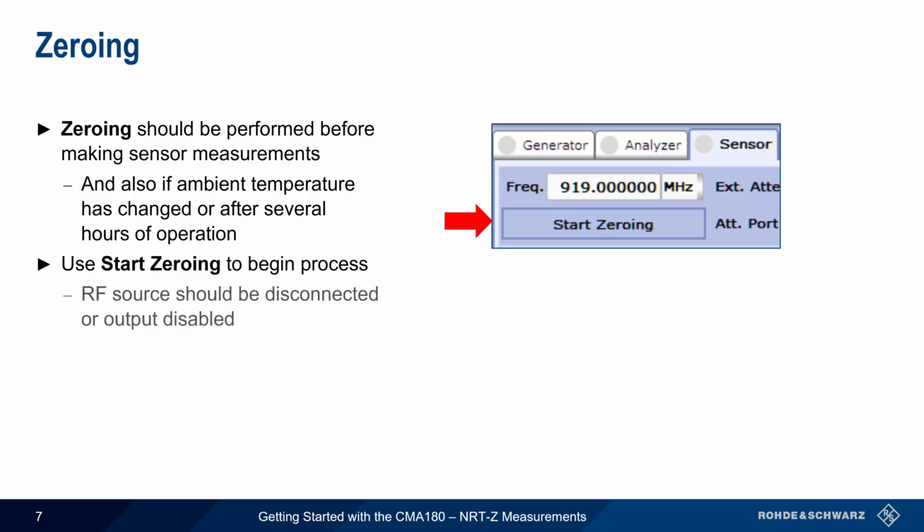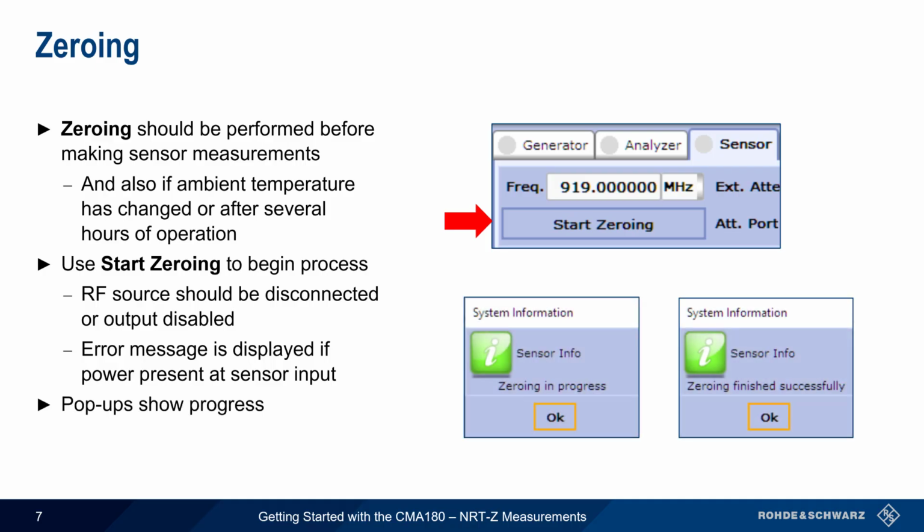During zeroing, the RF source or radio under test should either be disconnected or should have its output disabled. An error message will be displayed if power is detected at the sensor input during zeroing. During the zeroing process, pop-ups will show the current status, although the entire process usually takes only a few seconds.